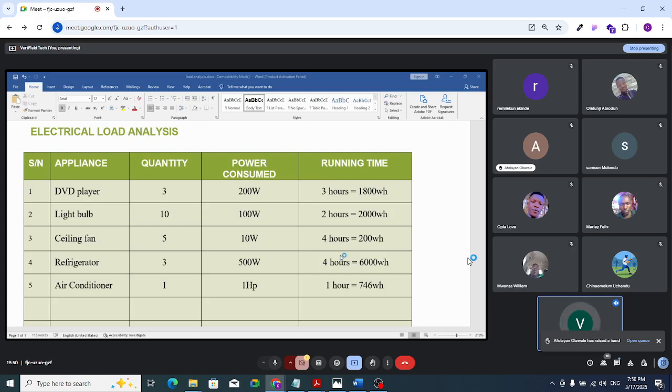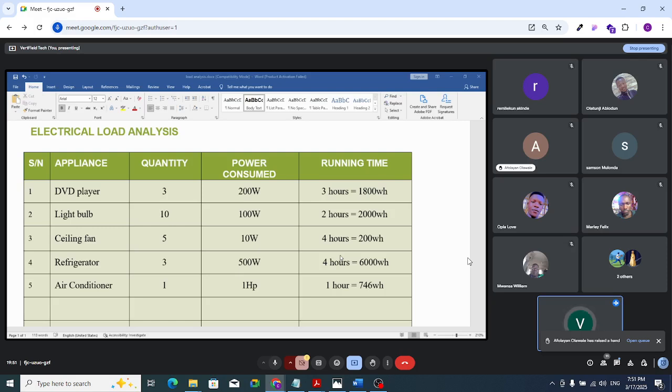For a DVD player, the quantity is 3. The power consumed is 300 watts. The running time is 3 hours. For the light bulb, the quantity is 10. The power consumed is 100 watts. The running time is 2 hours. For the ceiling fan, the quantity is 5. The power consumed is 10 watts. The running time is 4 hours.